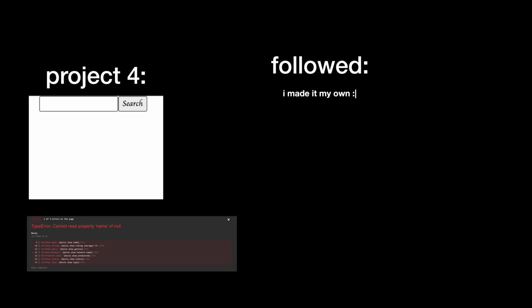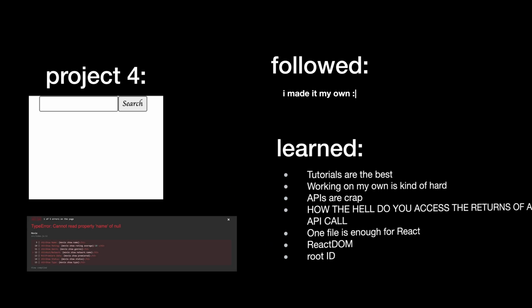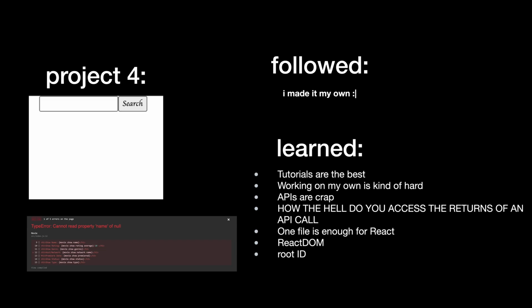The fourth and final project I made was a movie app, and I made this on my own, and it works sometimes. The main things I learned from this are tutorials are the best, working on my own is kind of hard. APIs are, well, crap. How the hell do you access the returns of an API call? One file is enough for React DOM, root ID.